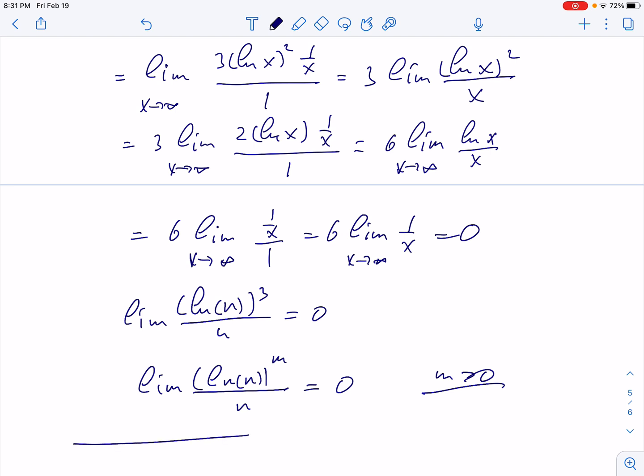Okay, enough for sequences. Please study this section very carefully. Then we go to series. If you want to understand series well, you have to be very well prepared with sequences because they're closely related.